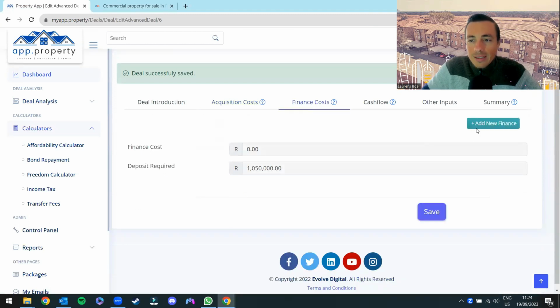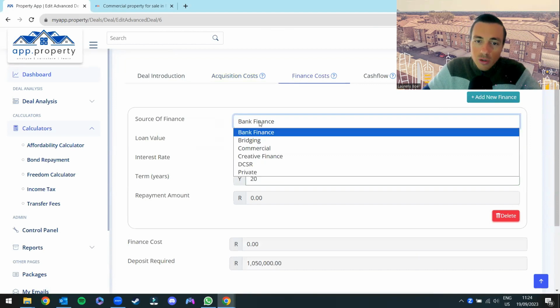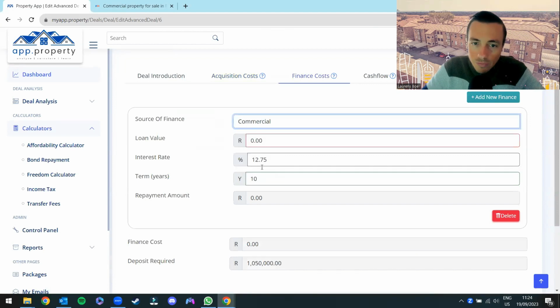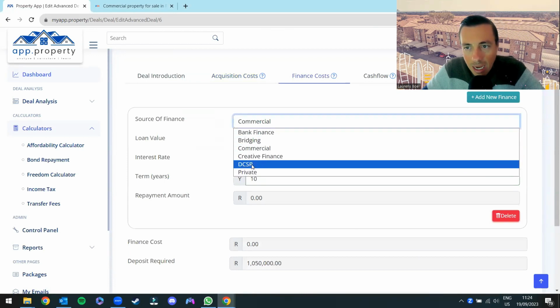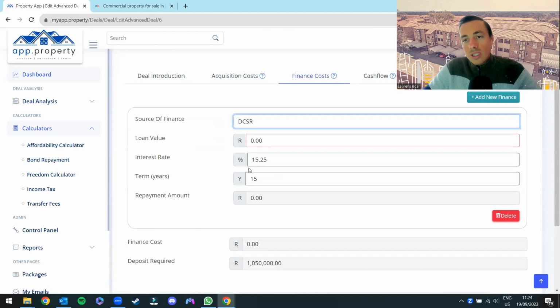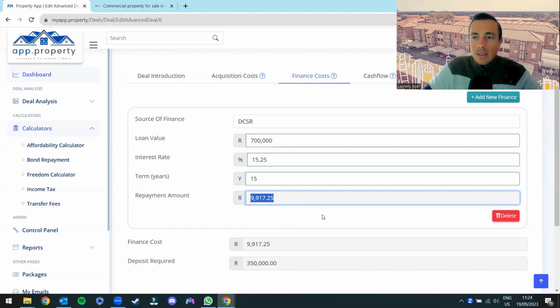Then we go to finance. So I'm going to add a new finance tab here. Now, finance with these kinds of buildings is a bit tricky. You're going to go for commercial finance, which means you're either going to get prime plus 1 over 10 years, or you're going to go the DCSR model. That's using a company like Tough to be able to finance based on the income. This is the one that I prefer. So let's work on a 700,000 Rand loan, and that's going to be my monthly bond repayment.